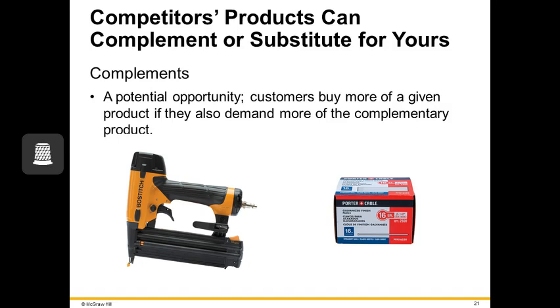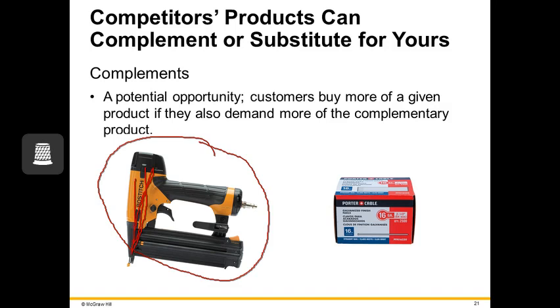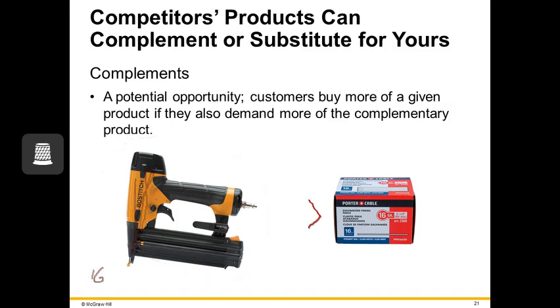Now, I own a Bostitch nail gun, and it looks a lot like the one over here on the left. You'll notice this is a straight nail gun. There's no angle here, and it takes a nail size that's called 16 gauge. Now, Bostitch sells those nails, but whenever I go out and buy nails for my nail gun, I always buy Porter Cable 16 gauge straight nails.